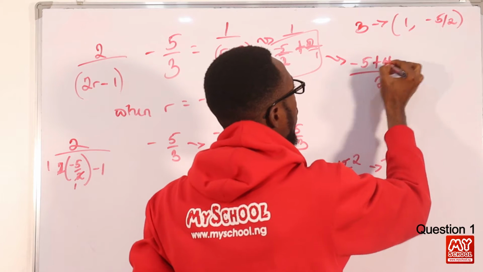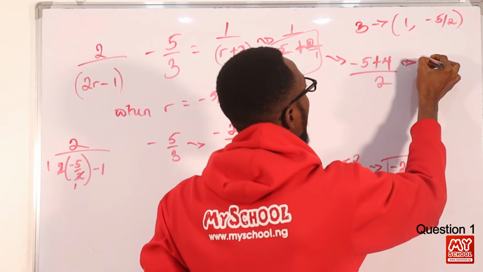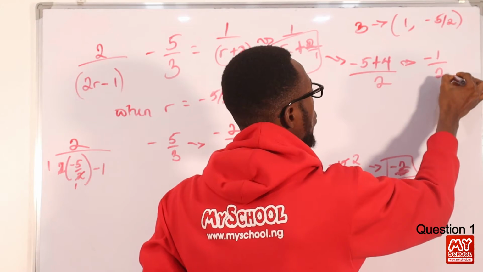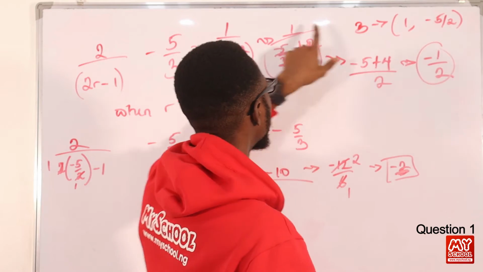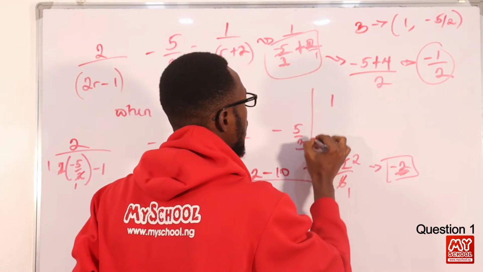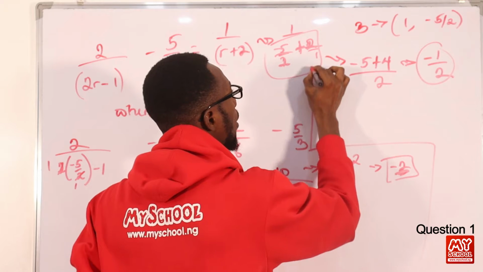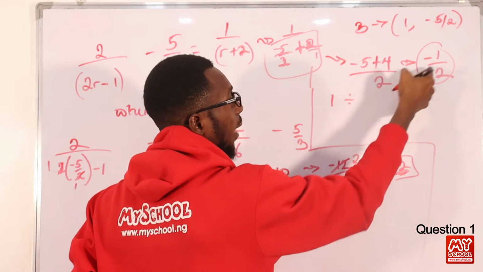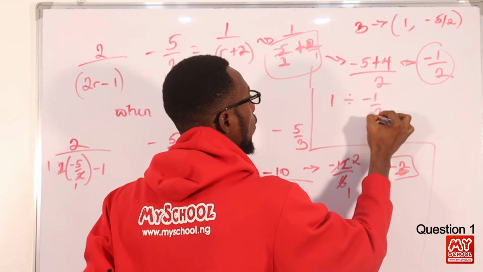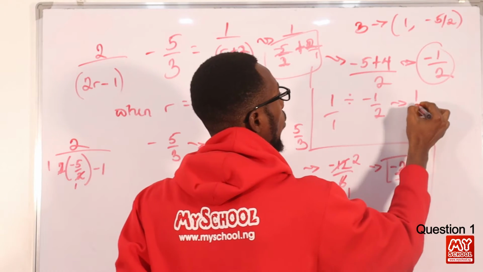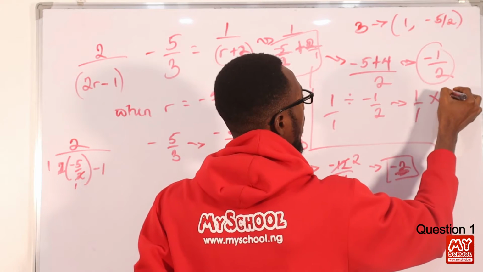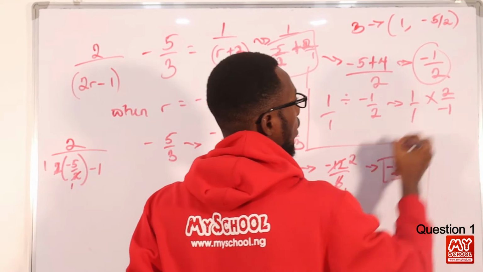So plus 4, okay? So I have minus 1 over 2. So for the denominator, I have minus 1 over 2. So that is 1, isn't it? Please do not mix this up. So that is 1 divided by minus 1 over 2, right? So that means 1 over 1 times 2 over minus 1, isn't it?